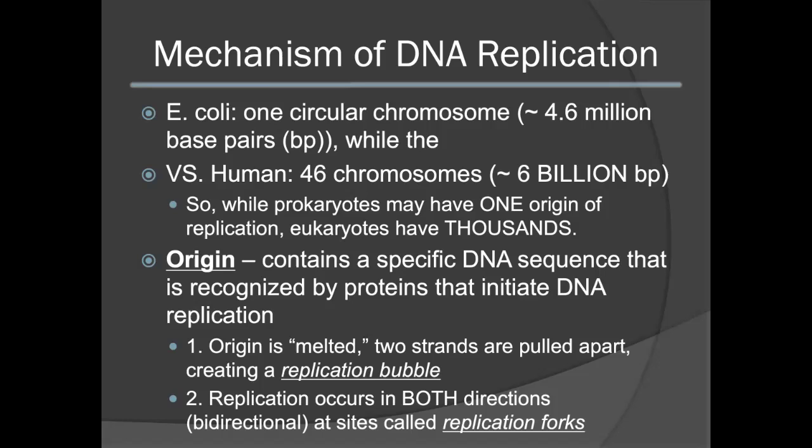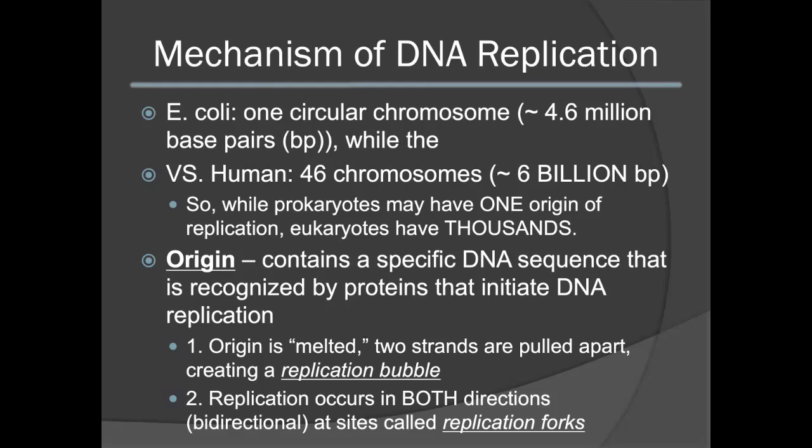As a result, this causes a distinct difference in the DNA replication process, such that prokaryotic cells will only have one origin of replication, while eukaryotic cells will have thousands. This is because they have more complicated DNA and they also have linear chromosomes, which allow for multiple origins to be present. An origin of replication is simply a region on the DNA sequence that can be recognized by the proteins that begin the process of DNA replication.